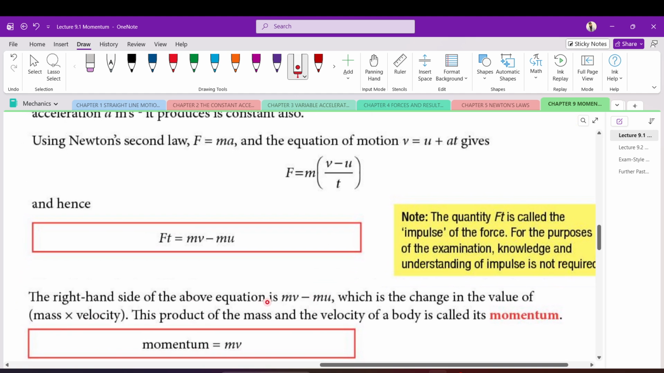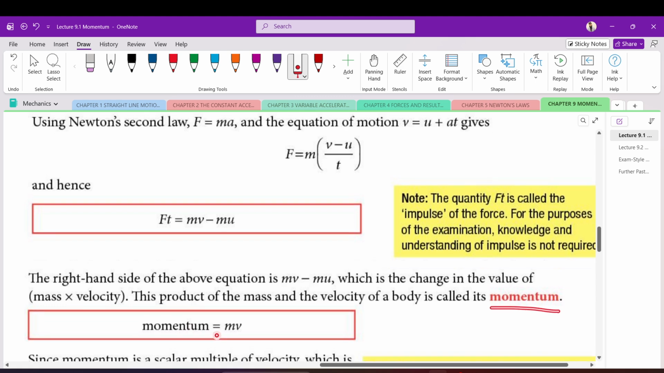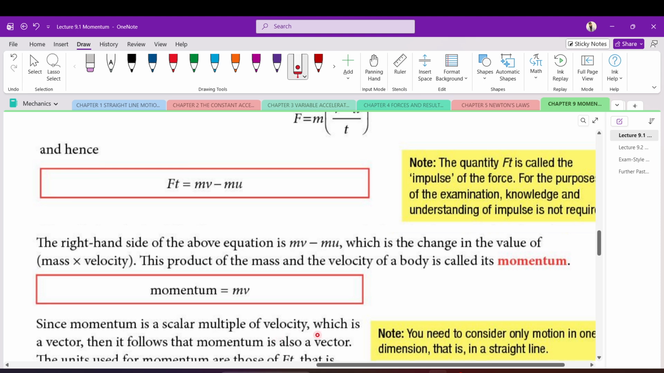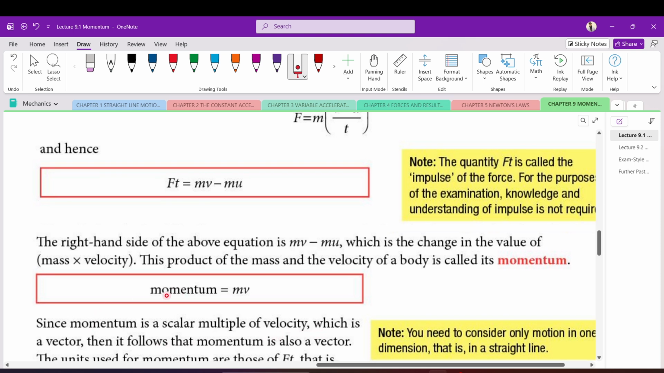Now, the right hand side of the above equation, mv minus mu, which is the change in the value of mass times velocity. This product of the mass and the velocity of a body is called its momentum. So momentum is equal to mv. Momentum is a scalar multiple of velocity, which is a vector quantity. Now look, momentum depends on a vector quantity, so therefore momentum should also be a vector quantity. Because mass is a scalar quantity, but velocity is a vector quantity. So if one quantity is a vector, then this quantity also becomes a vector quantity.